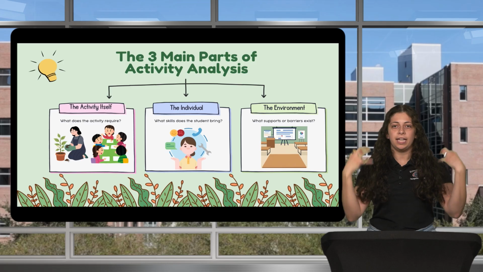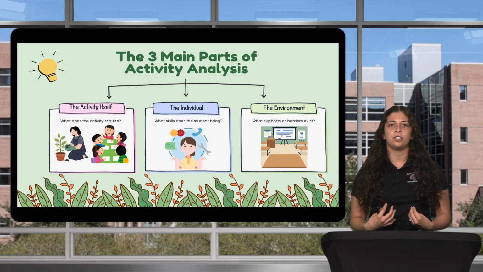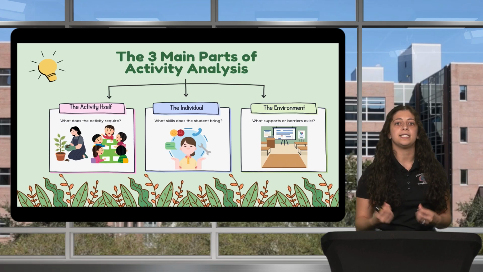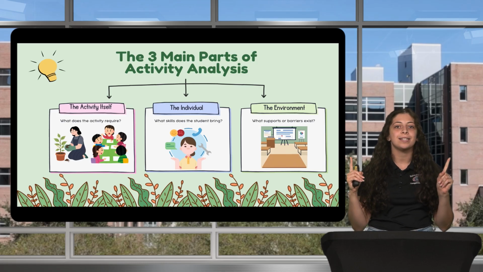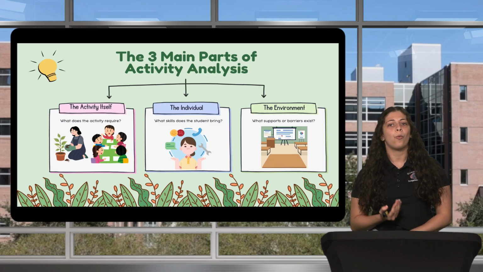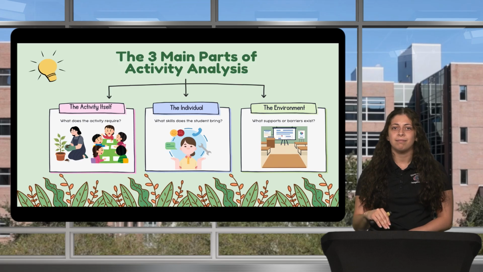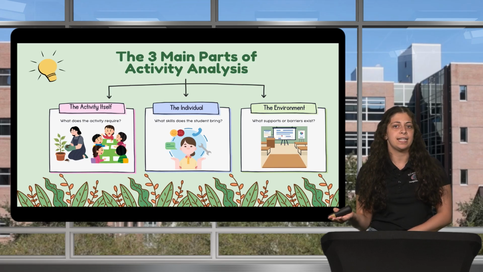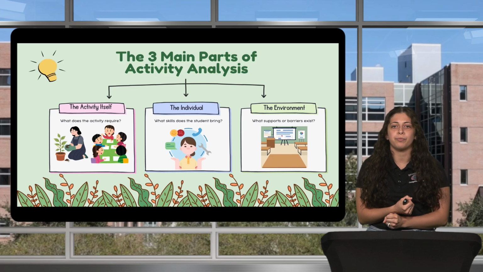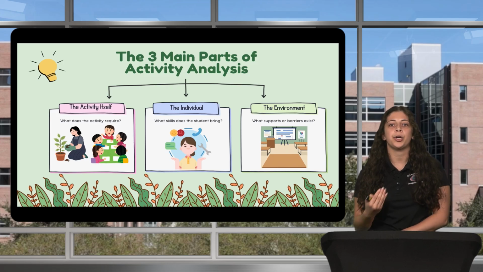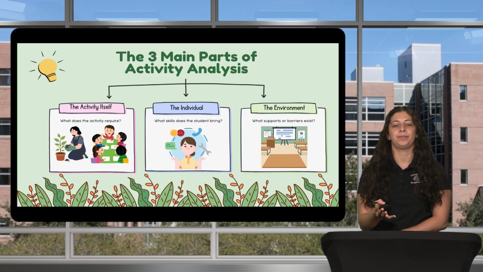Next, think about the individual. What skills does the youth bring to the activity? Consider their strengths, interests, and abilities. Also think about what skills they may need additional support with. For example, a youth may have strong knowledge of plants, but need support with communication and attention.